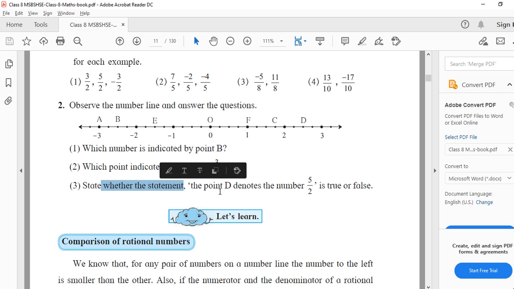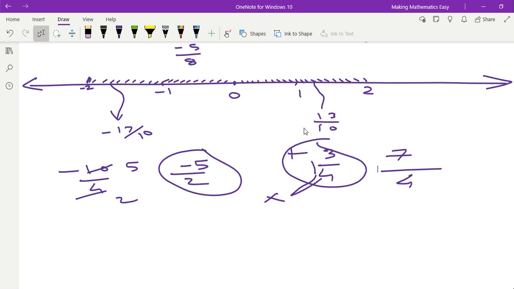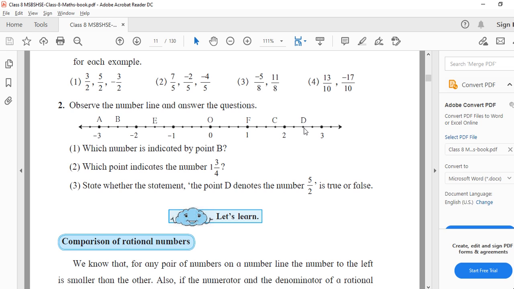State whether the statement "point D denotes 5 upon 2" is true or false. They have asked us whether point D denotes this number, so let's first find out what number point D denotes. 1, 2, 3, 4, 5, 6, 7, 8, 9, 10. So point D denotes 10 upon 4, correct? We can also cancel this: 2 twos are 4, 2 fives are 10, like we have done over here. So point D denotes 5 upon 2. Is this what is given in the question? Yes. So this statement is true.